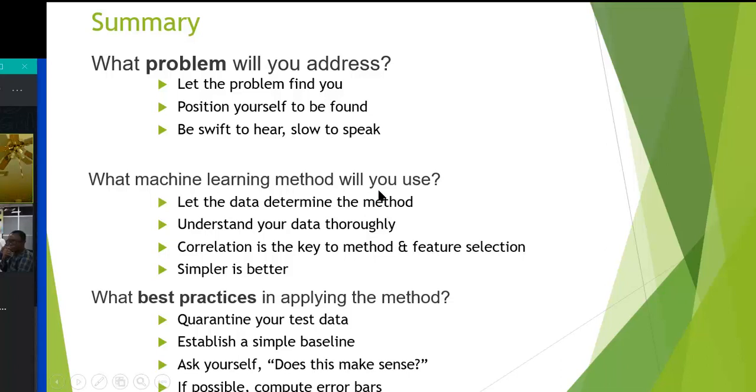What machine learning method will you use? Let the data determine your method. Understand your data thoroughly. What makes the data behave the way it does? What are the interesting features in the data? Correlation is the key to method and feature selection. You make these decisions based on what type of things you want to correlate. Simpler is better. Don't use the fancy method. Or if you do use a fancy method, use a simpler one also. Try to use the simplest method possible.